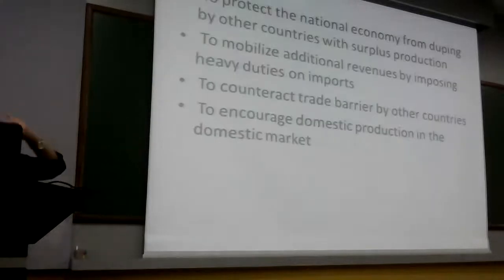Yes. Thank you. Protecting the national economy from dumping by other countries. We all know the one country that has the expertise in dumping products to other countries: China.